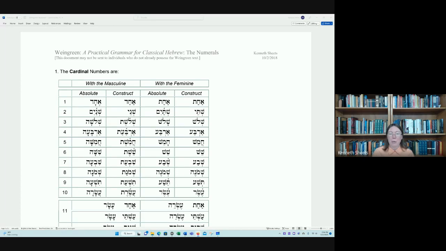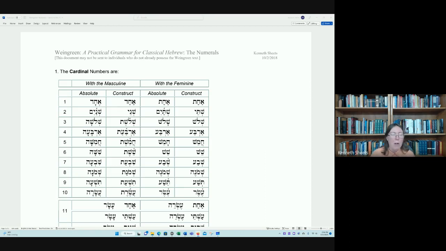I'm going to kind of switch gears a little bit on us. We're going to take a look at Hebrew numbers, and then we're going to get into a couple of texts to show how these numbers can be significant.